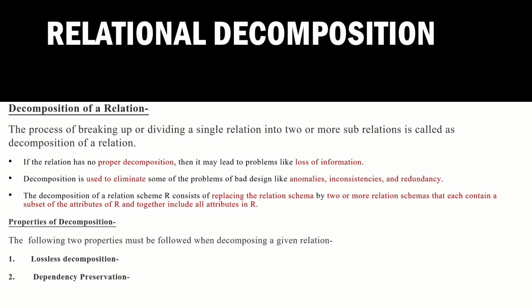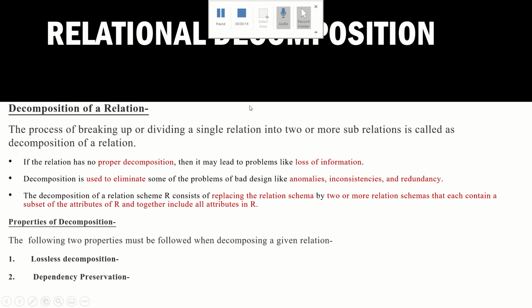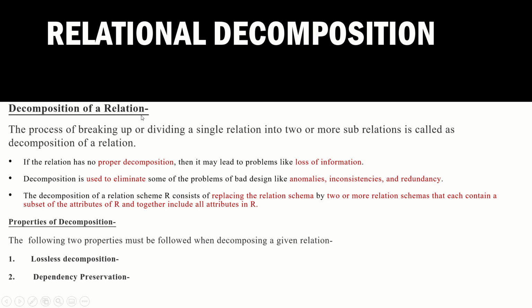The next topic we have to study is about the relational decomposition. And we studied that in the case of normalization, in some cases we may join the tables, or in some cases we may split the tables. So what is the meaning of decomposition of a relation? Decomposition is the process of dividing or breaking a relation, a single relation, into two or more sub-relations.